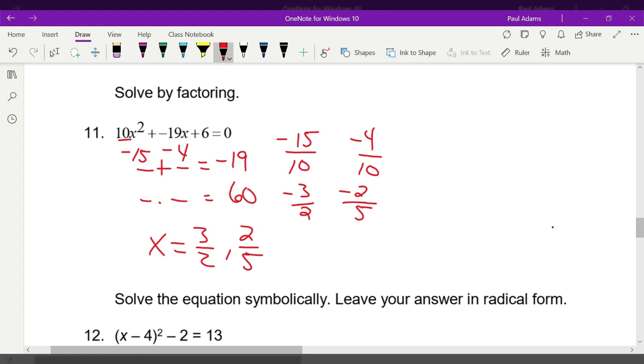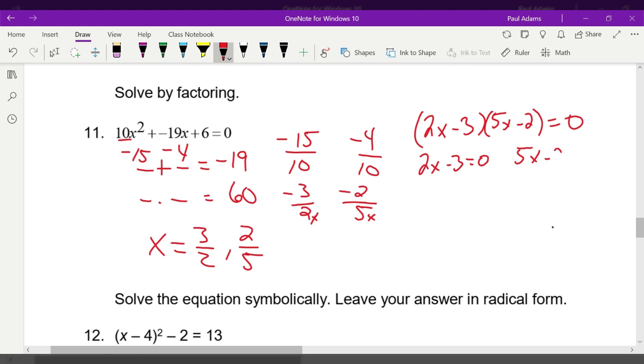Otherwise, if you kept going and did the factors, okay, put x's on the bottom, you're going to get 2x minus 3, and you're going to get 5x minus 2. Now, those are both set equal to 0. So it's 2x minus 3 equals 0, 5x minus 2 equals 0. Solve for x on both. Here, you're going to add 3. All right, you get 2x equals 3, then divide by 2. So x is 3 halves. Same situation here. You're going to add 2 and then divide by 5. X would be 2 fifths.